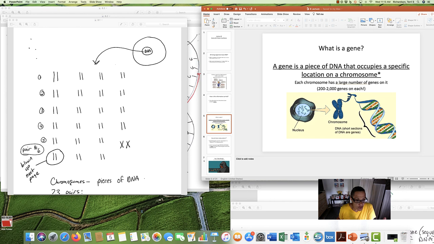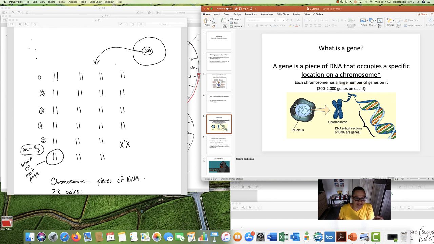What we have are chromosomes. These chromosomes are pieces of DNA. And in humans, Homo sapiens, you and me, there are 23 pairs of chromosomes. 23 times 2 is 46. So humans have 46 total chromosomes, but they come in pairs. What you see here looks like just lines, but they represent our chromosomes. And we number the pairs. So this would be pair number 1, pair number 2, 3, 4, 5, 6, all the way to pair number 23.